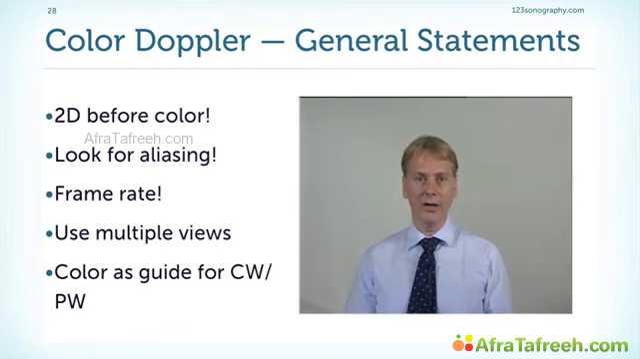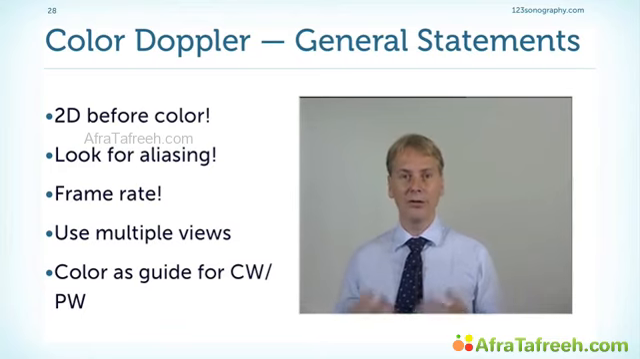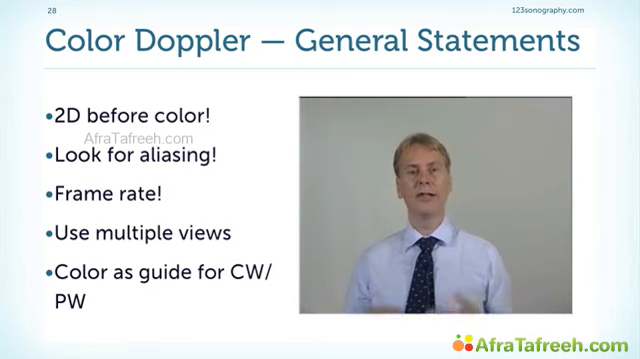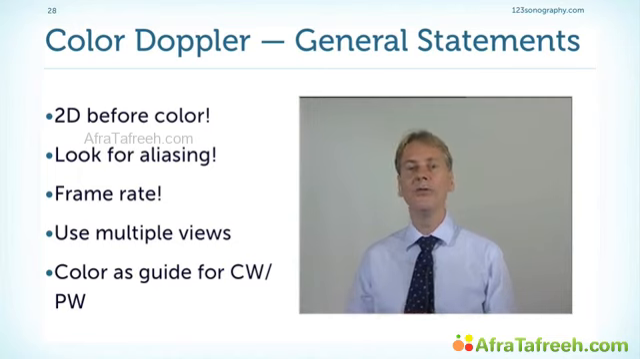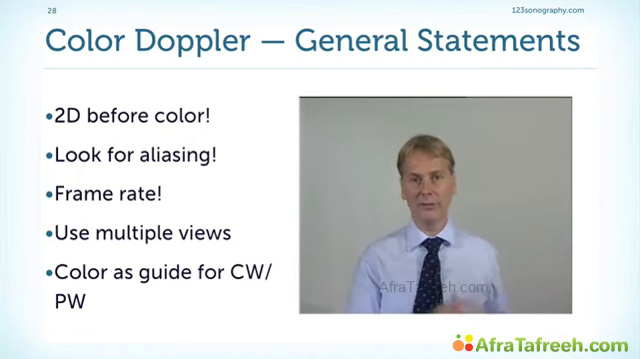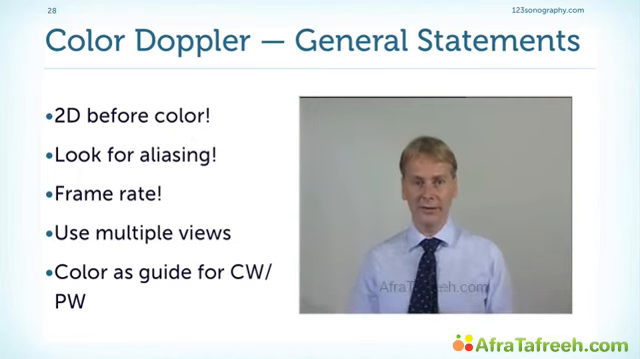But if you turn on the color, it's very important that you try to look for the aliasing of the signal, because that shows you where the turbulent flow is, that shows you where the high velocity flow is. Consider also the fact that you have to have a very high frame rate to improve the quality of the Doppler signal. We talked about that in the part on technical issues.